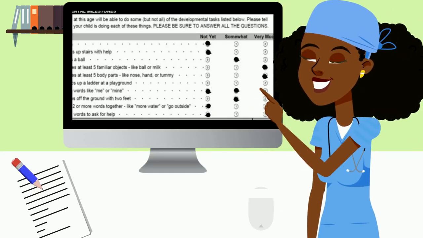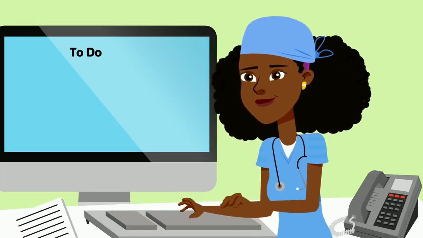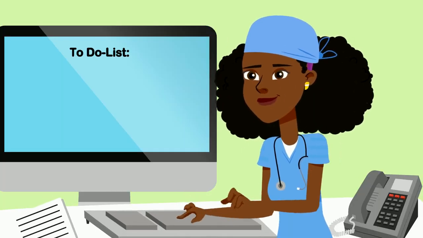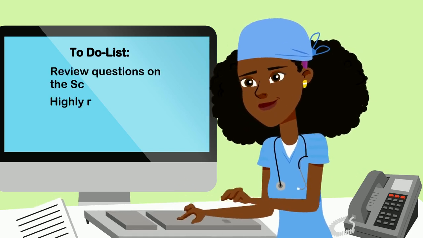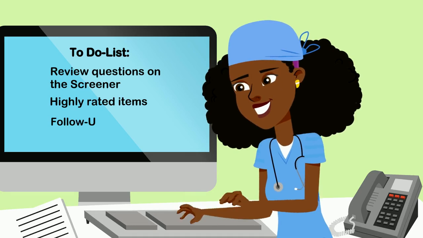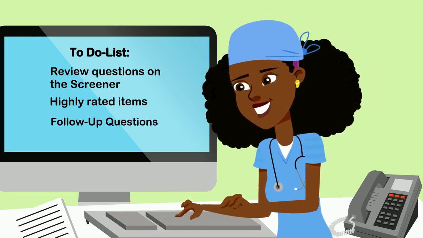Be sure to note response patterns, such as items left blank or clusters of items that are scored in the same way. Next, prepare for your conversation with the caregiver. You will want to know what questions were asked in the screener, what items were rated highly, and have follow-up questions prepared so that you can determine if the caregiver's interpretation matches the intent of the screener.